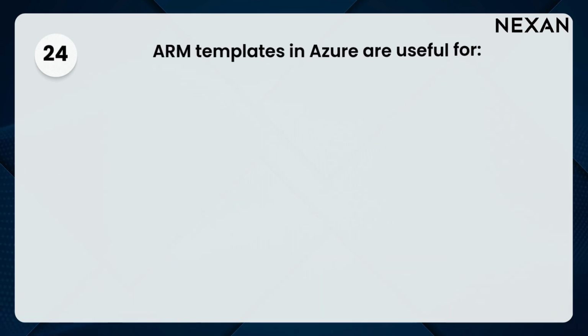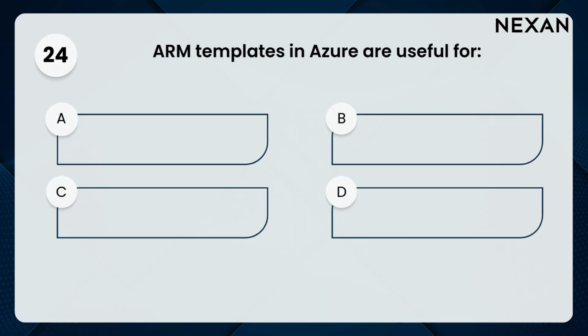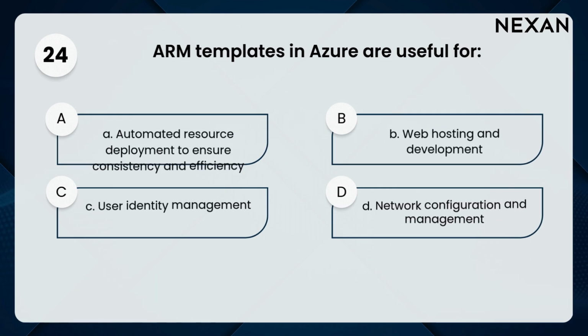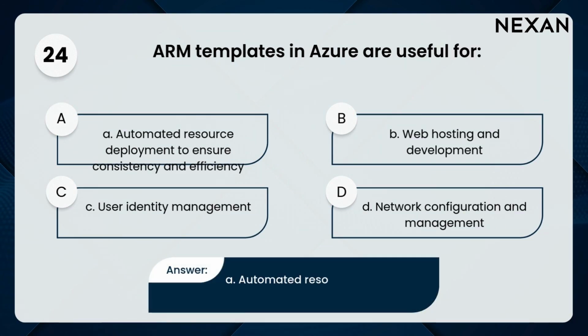24. ARM templates in Azure are used for A. Automated resource deployment to ensure consistency and efficiency. B. Web hosting and development. C. User identity management. D. Network configuration and management. Answer A. Automated resource deployment to ensure consistency and efficiency.